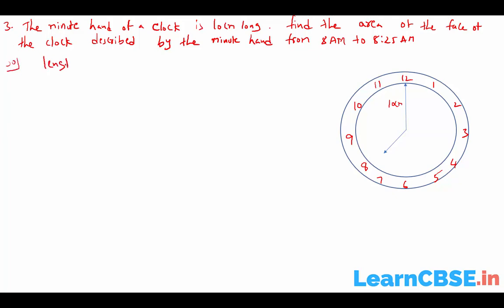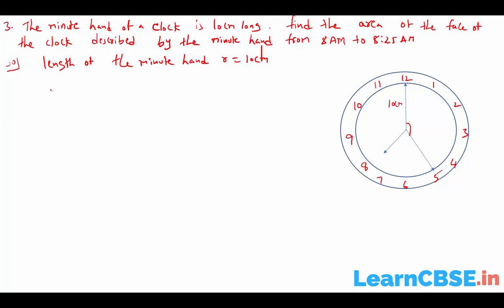Length of the minute hand, r equals 10 centimeters, given. From 8 to 8:25, first we have to find the angle here and then we will get the area of this sector, or the area of the space driven by the minute hand.